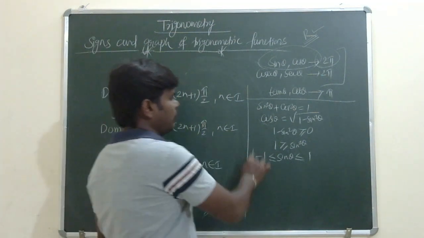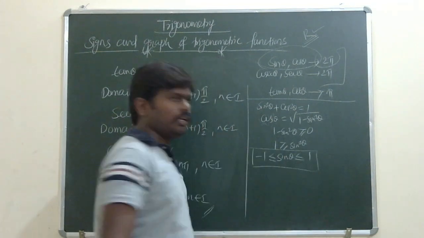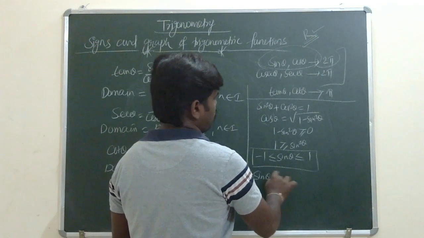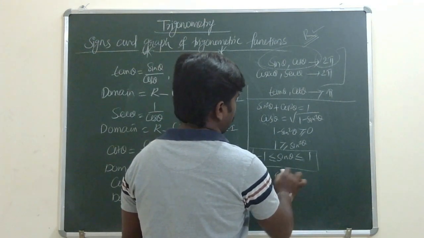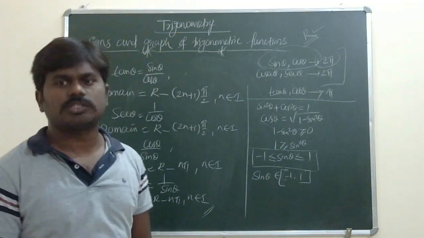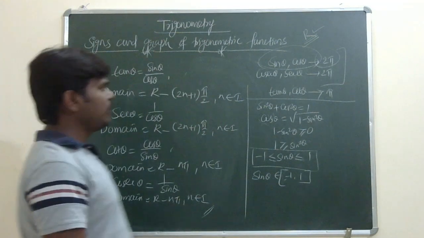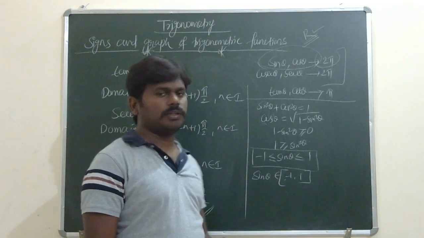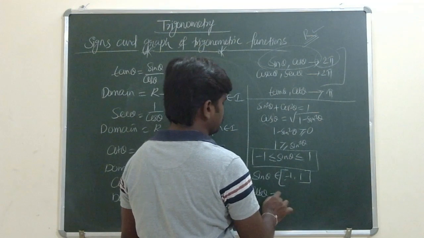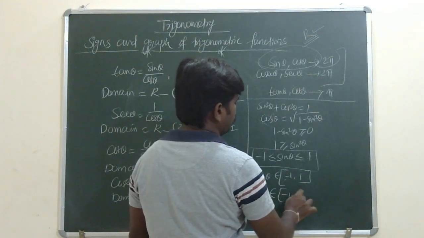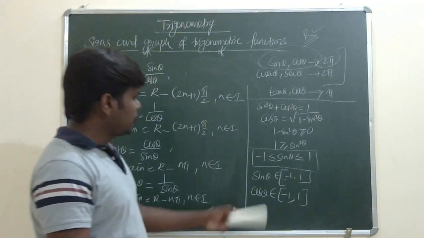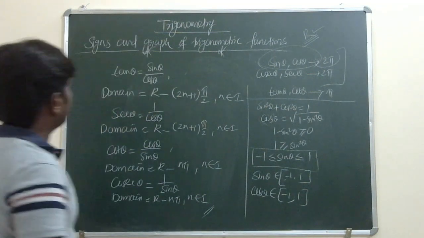Okay, so that means the value of sin theta is always between minus 1 and plus 1, of course including minus 1 and also plus 1. So the range of sin theta is minus 1 to plus 1. In a similar manner, you can tell that the cos theta range is also minus 1 to plus 1. Okay. Right. So next, we come to the tan.